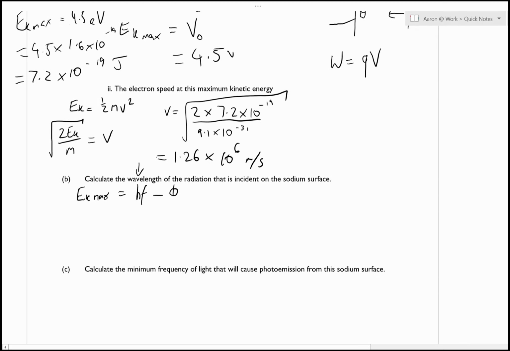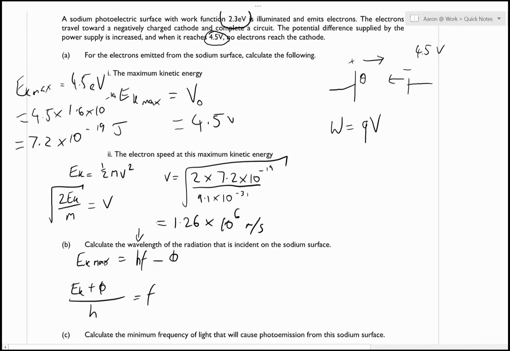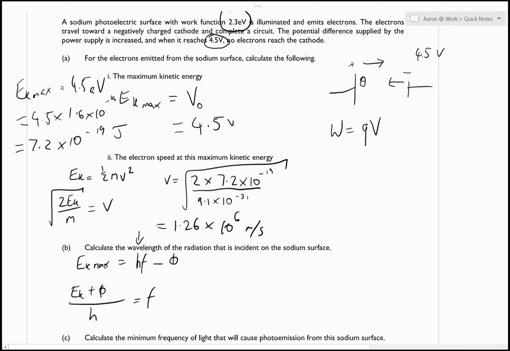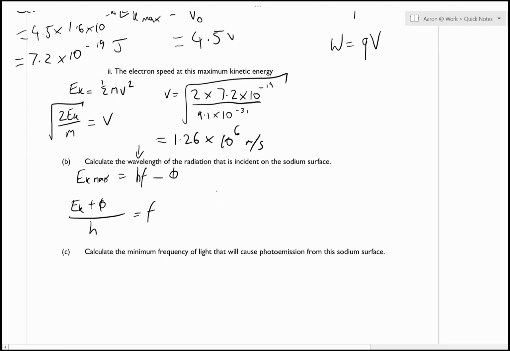So let's rearrange, and we get EK, I'm just going to shorten it to EK for the moment, plus phi over h will give us f. If EK is in electron volts, which is the easiest way to do this, we need h in electron volts as well, because our work function is already in electron volts. Our work function is 2.3, and our kinetic energy is 4.5. So this becomes a pretty straightforward equation: f equals 4.5 plus 2.3 over h, and remember h is 4.14 times 10 to the negative 15.